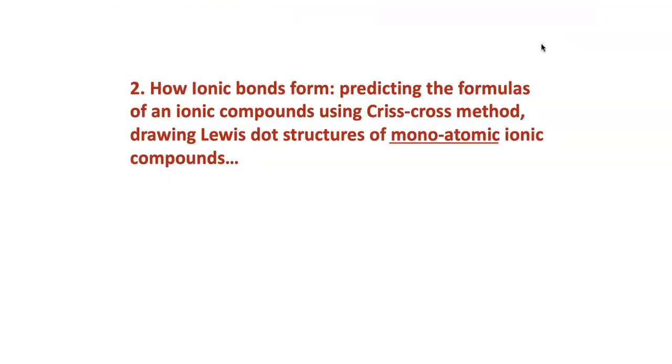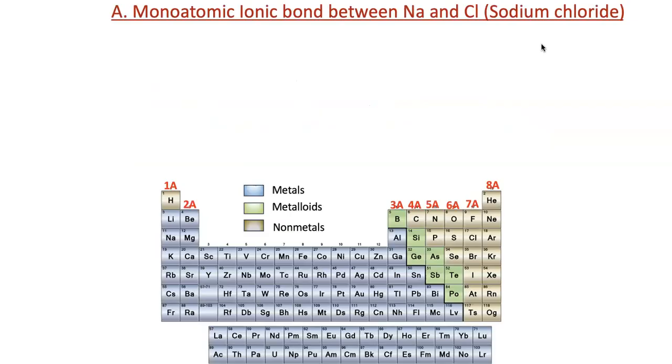So topic 2, we are going to look at how ionic bonds form. We are going to predict the formulas of ionic compounds using the criss-cross method. I will teach you what that is. It's a really handy-dandy technique. And we will learn to draw Lewis dot structures like we did for covalent bonds. And we only have to learn how to draw these structures for monoatomic ionic compounds, so you don't have to worry about the rest. And we will also look at what their crystal structures look like. You do not have to draw crystal structures.